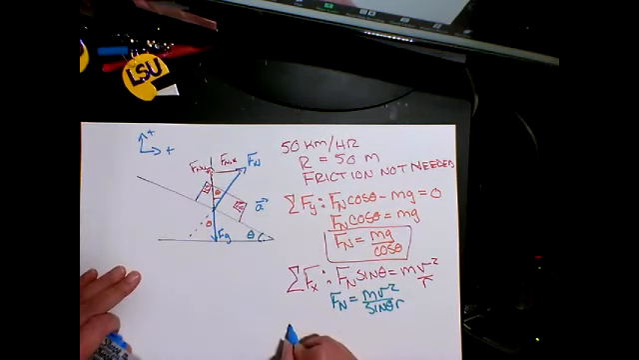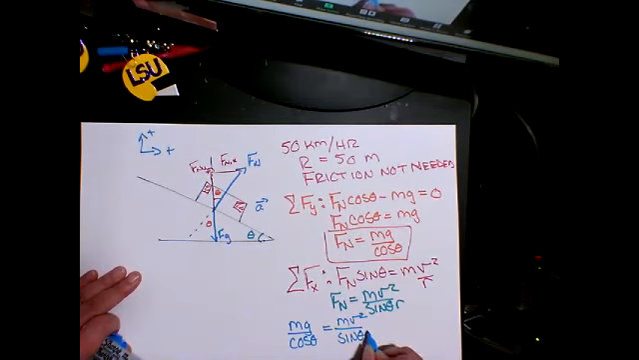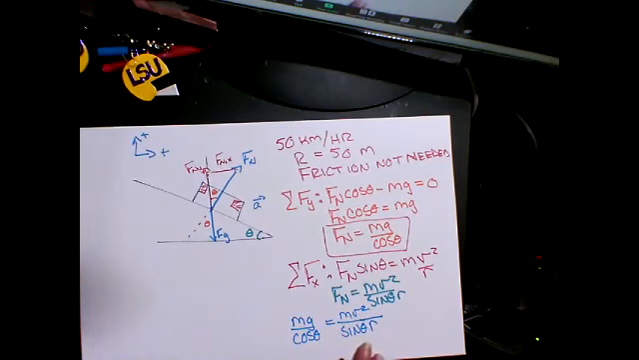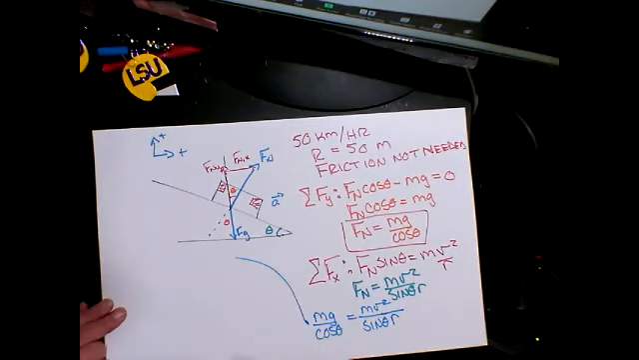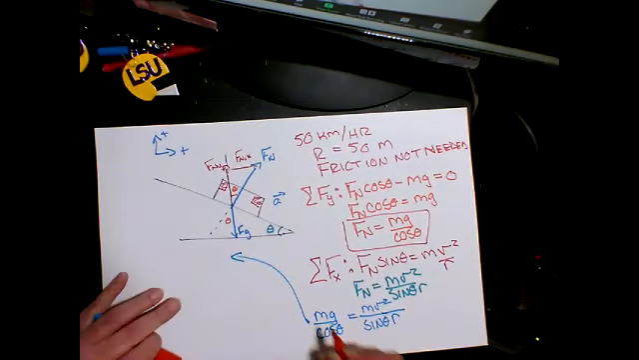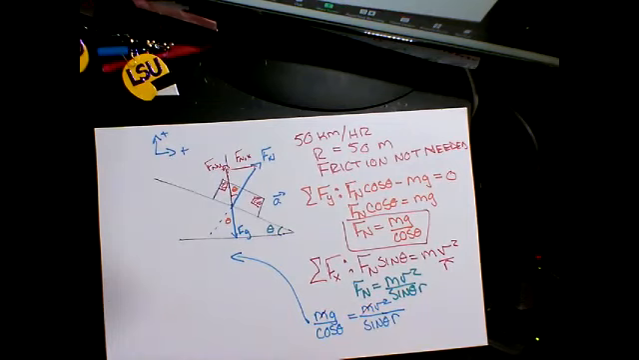So now I can go mg over cosine theta equals mv squared over sine theta times r. Now I want something. Let's move this on up here. All right. So I can look at this. Let's simplify this before I rewrite anything. My m's will cancel out. And I see trig functions.